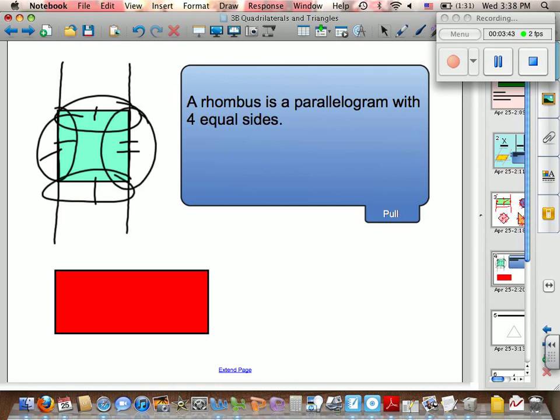Let's take a look at this rectangle down here. Is it a rhombus? It is not a rhombus because it does not have four equal sides. Is the rectangle a parallelogram? Yes, it is, because it has two pairs of parallel lines.